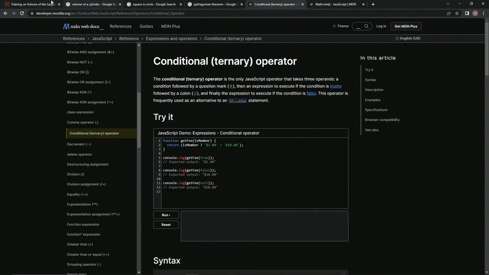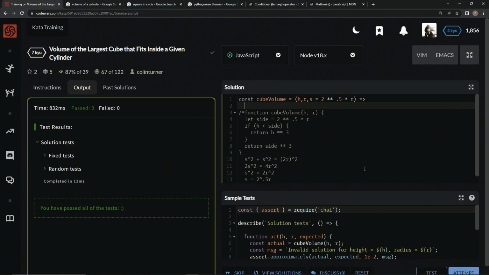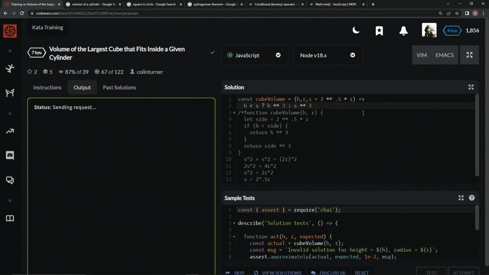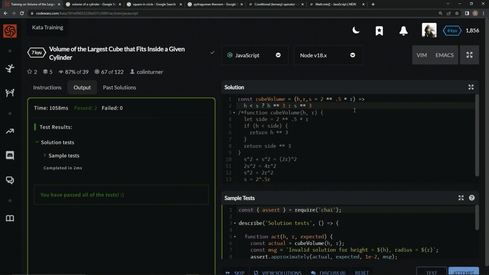So what we're going to do here is say h less than s, and that's our condition, question mark. We'll say h times 3, and if not, we'll say s times 3. And let's check that out. And it works.